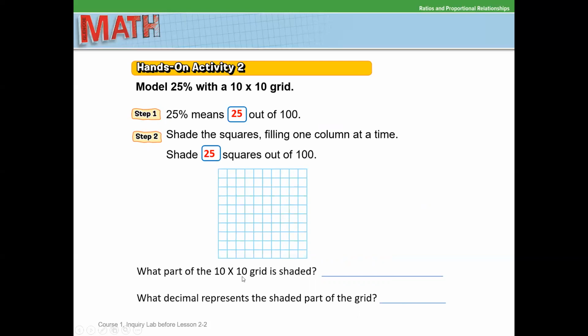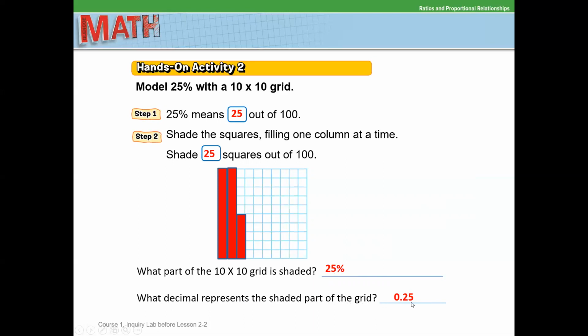And what part of the 10 by 10 grid is shaded? 10, 20, 25. 25 parts per 100, 25%. What decimal represents the shaded part of the grid? So we have 25%, 25 parts per 100, and that's 25%.